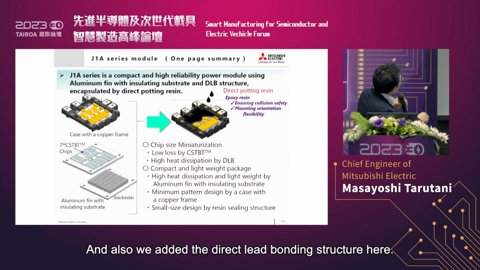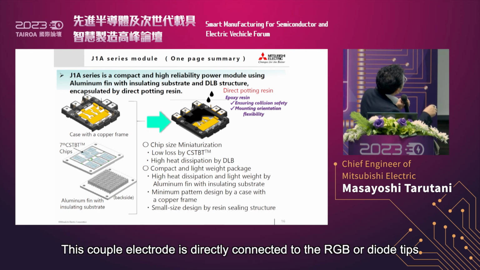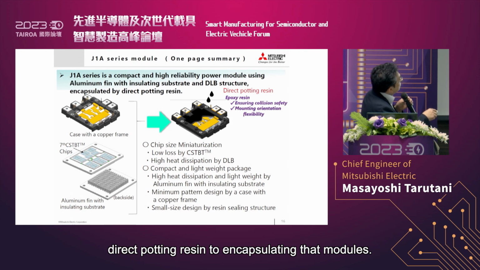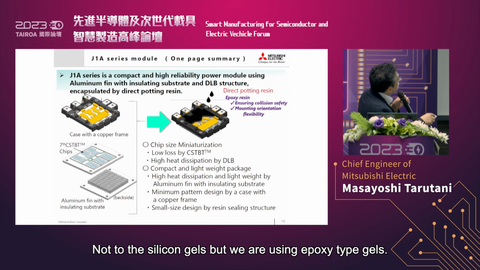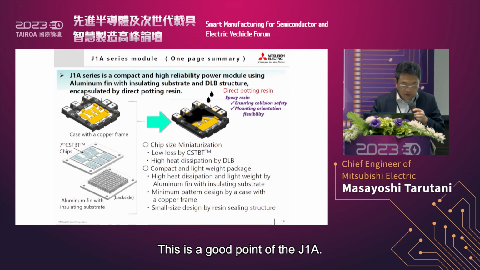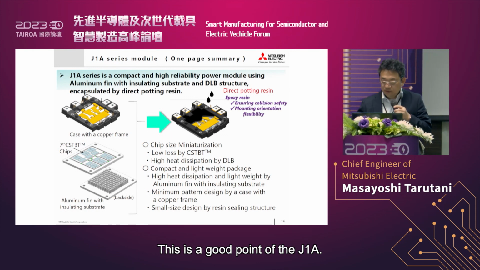And also, we added the direct lead bonding structure here. This copper electrode is directly connected to the IGBT or diode chips using the bondings. And the third point is that we are using direct potting resin to encapsulate the modules. So not silicone gel, but we are using an epoxy type resin. This is a good point of the J1A.